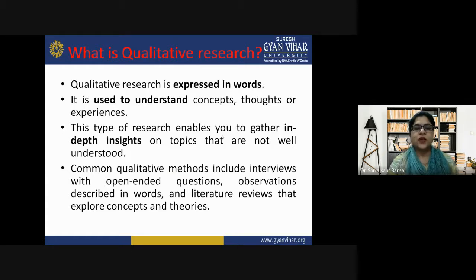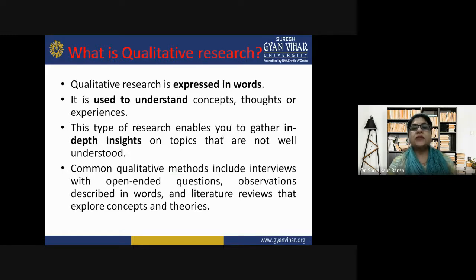First of all, let's understand qualitative research, which is expressed in words and used to understand concepts, thoughts, and experiences. This type of research enables us to gather in-depth insights on topics that are not well understood. Common qualitative methods include interviews with open-ended questions, observations described in words, and literature reviews that explore concepts and theories. This is how the qualitative method collects data.